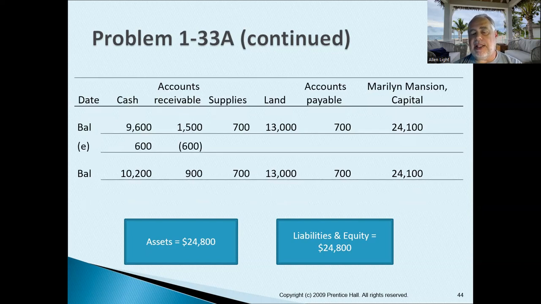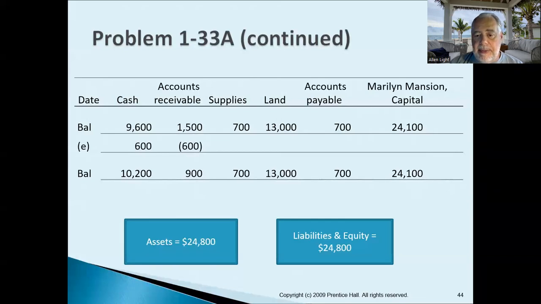Transaction E, the company collected cash from a customer on account. In this case, on account refers to the accounts receivable because they paid us. Okay, so when somebody owes us money, it's a receivable because we are going to receive it. And customers will come in and they will pay us and give us cash.